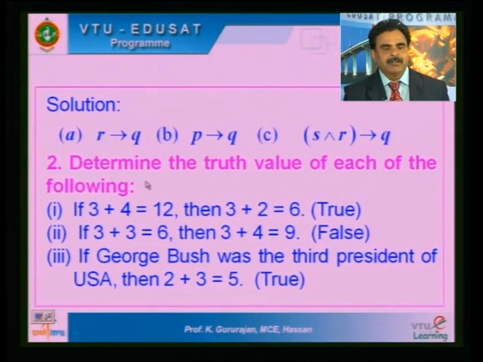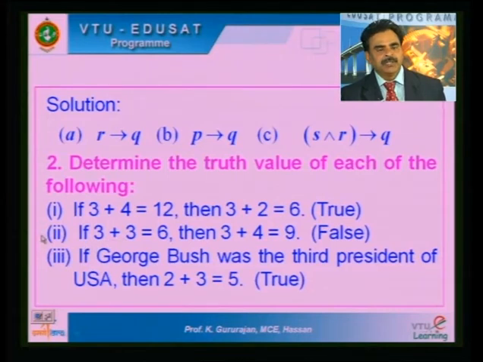Now the second problem I have: I am interested in finding the truth values of each of the implications. The first implication is, if 3 plus 4 is 12, then 3 plus 2 equals 6. Will you agree with me? Will it be a true proposition, a true implication? Now 3 plus 4 equal to 12, I can consider this as P. P means 3 plus 4 equal to 12. Q means 3 plus 2 equal to 6.